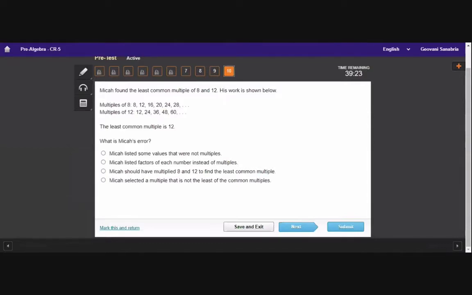If you're going to list out the multiples of 8, it should be 8 times 1, 8. 8 times 2, the next number should be 16. 8 times 3, the next number should be 24. 8 times 4, the next number should be 32. So they're adding extra numbers in there because they made a mistake. So, okay.